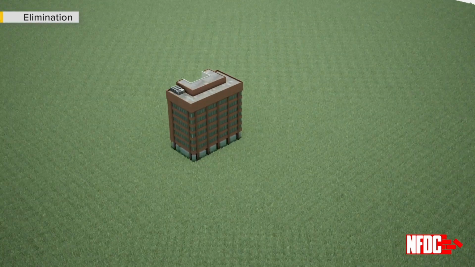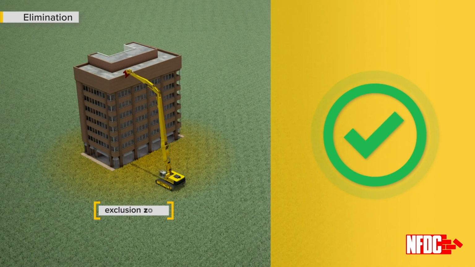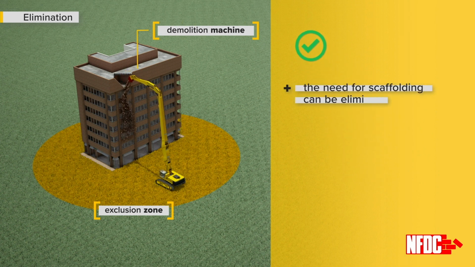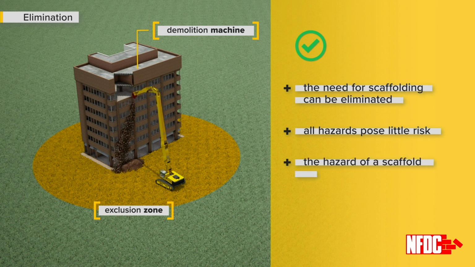Given a completely clear and unrestricted site, let's reassess the risks we are trying to control. By creating an exclusion zone around the building and using a high-reach demolition machine, the use of scaffolding around the entire building can be eliminated. All of the hazards identified pose little risk within our fictitious site, and we have eliminated the higher severity hazard of a scaffold collapse.